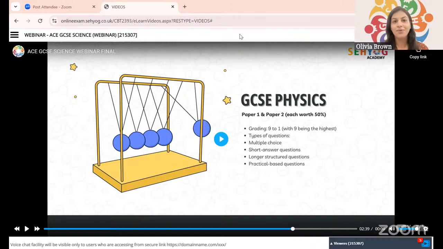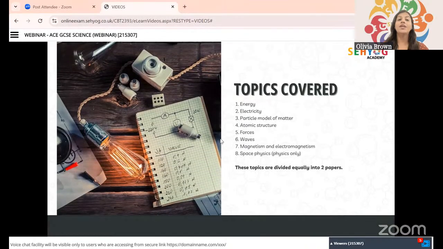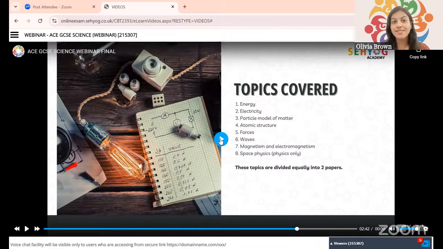Yeah, Lavisha ma'am, we can move on to the next slide. Okay, the topics that are going to be covered in GCSE physics are energy and electricity. Every student can see energy in daily life; physics is entirely related to daily life. Then particle model of matter, since everything around us is matter itself. Then atomic structure, which is quite relatable to chemistry too. Then forces, waves, magnetism and electromagnetism, and at last space physics.